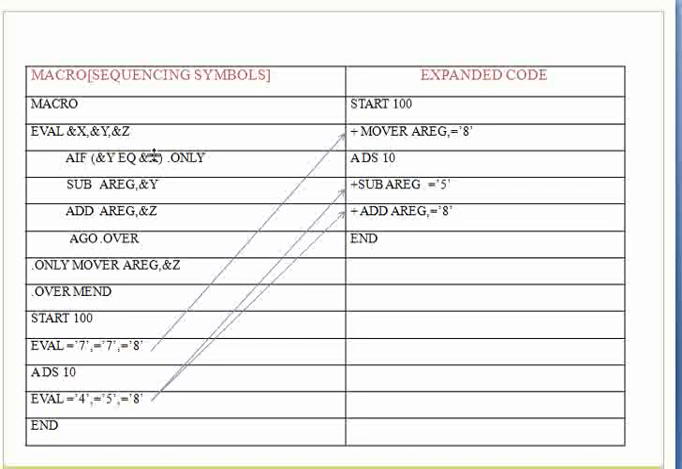If this condition becomes false, the flow becomes sequential. That means go to the next line. So what is it? It is SUB A register, y. If you look at the expansion, I've got this SUB A register with y value 5. That is why 5 is written here. The formal parameter is replaced by the actual parameter. Afterwards it will go to the next line and write ADD A register, z, so plus ADD A register and z value is 8.